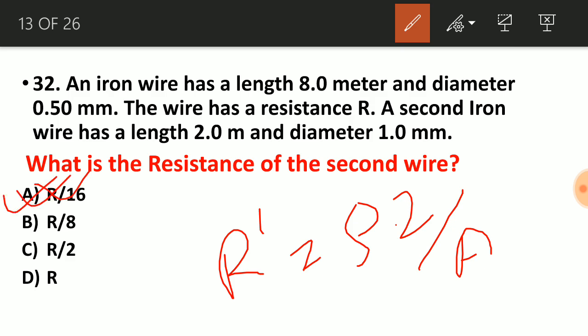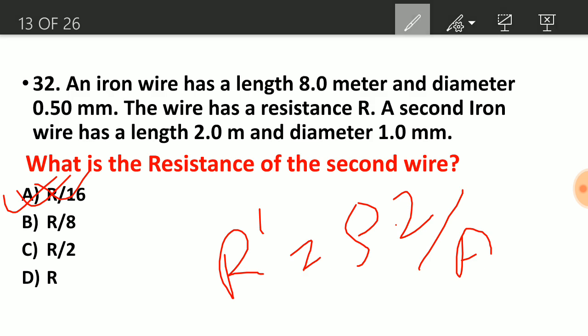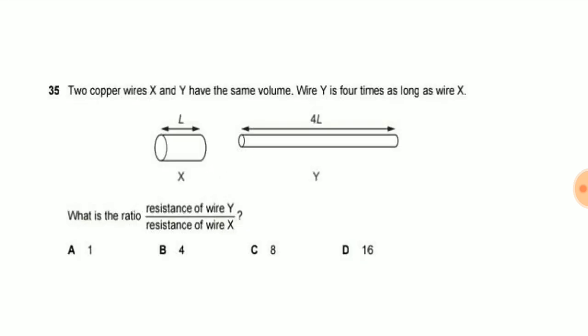Or we can calculate rho of the first wire and rho of the second wire. As both rho are the same, we can keep the resistance of the first wire as R and the resistance of the second wire as R1. In that way also we can find R1 is equal to R by 16. Now let us see another question. This question we already solved.